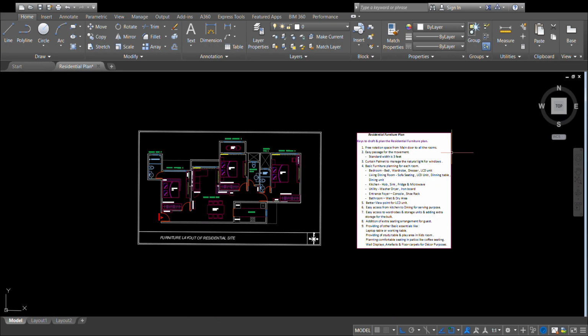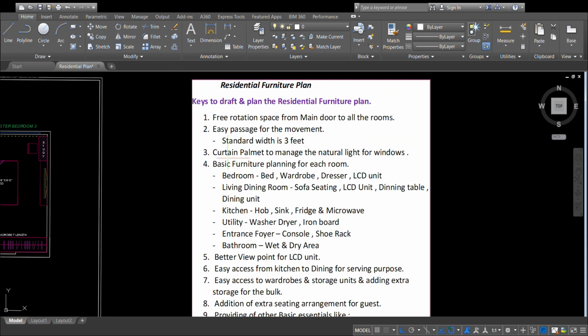Now next point is basic furniture planning for each room. Now here, this is something really very basic, that even before the client gives us his or her own requirements for their residence, this is something that is of course going to be a part of the room without the client saying it. And yeah, as a designer you cannot miss the important parts of each room.